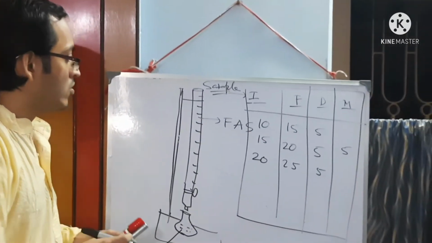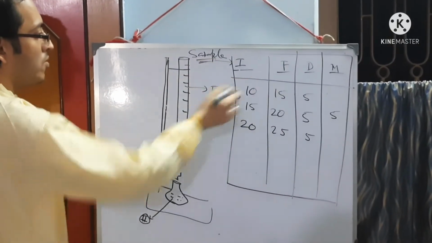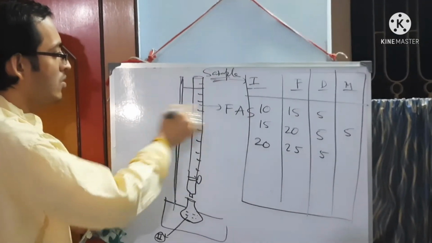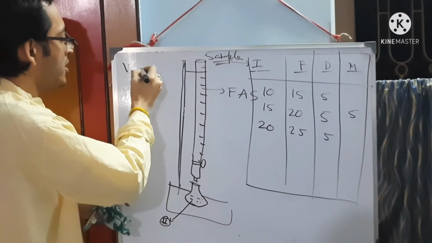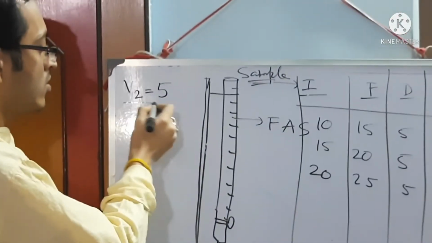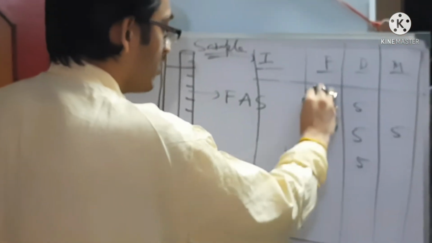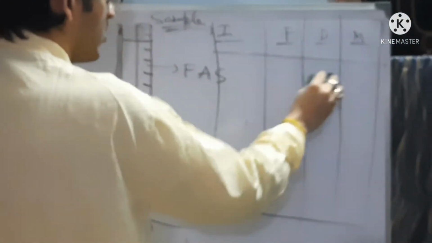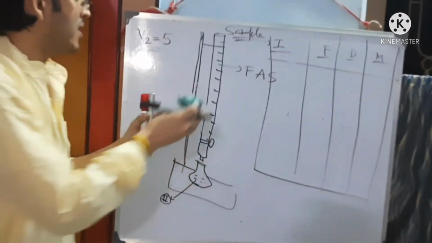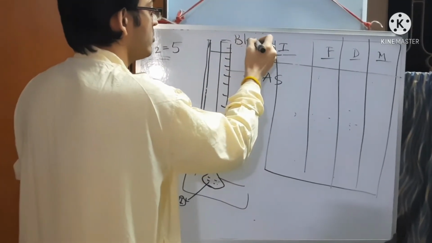Okay, so our mean reading for the sample water is 5. We will denote it V2. Then again, if we see this observation table for the blank, the procedure is same, the titration procedure is same.